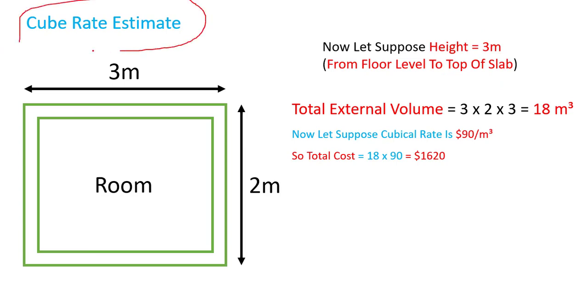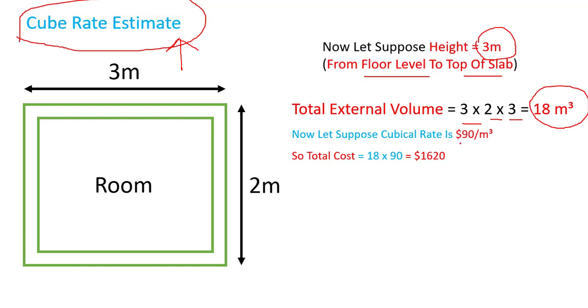Now the next one is the cubic rate estimate. In this estimate we will add height also. We need to just find out the total volume. Let's suppose this is our room, and we have these external dimensions as 3 meter by 2 meters. So the plinth area will be equal to 6 meter square, and the height of this building is 3 meter, from floor level up till the slab. Now the external volume will be equal to 3 multiplied by 2 multiplied by 3 as height, which gives us 18 meter cube. So this is the cubical rate estimate, with a total of 18 meter cube.